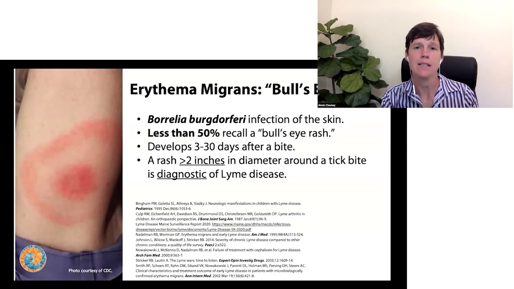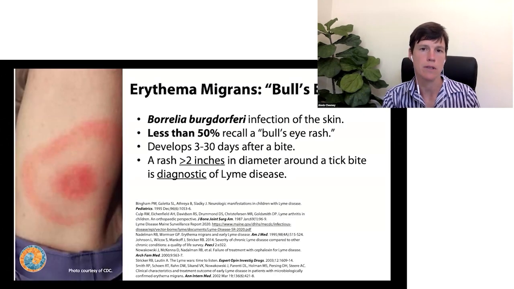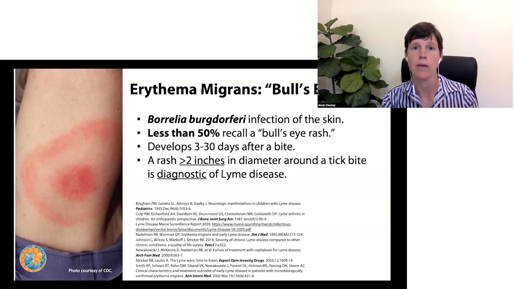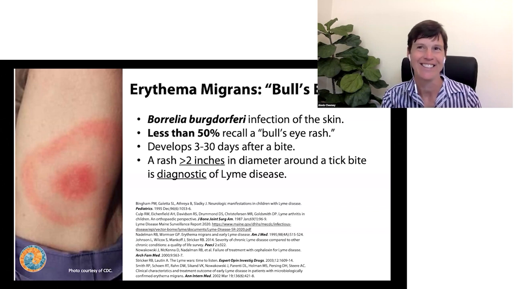But let's get into the signs and symptoms of Lyme disease so that you know what you need to look for after a tick bite. So here we have our Erythema migrans, the bullseye rash. It's not always perfect like that. This is a great picture. It's great if this happens.